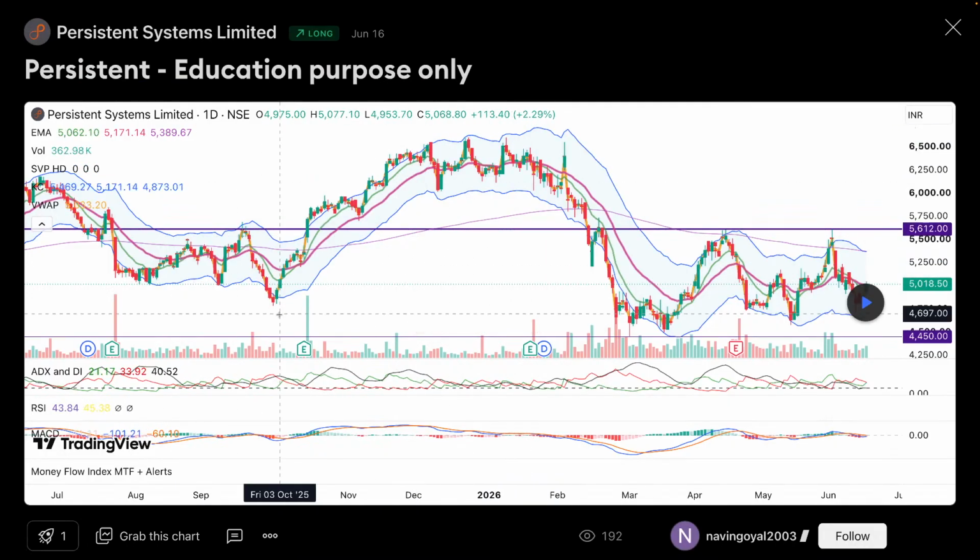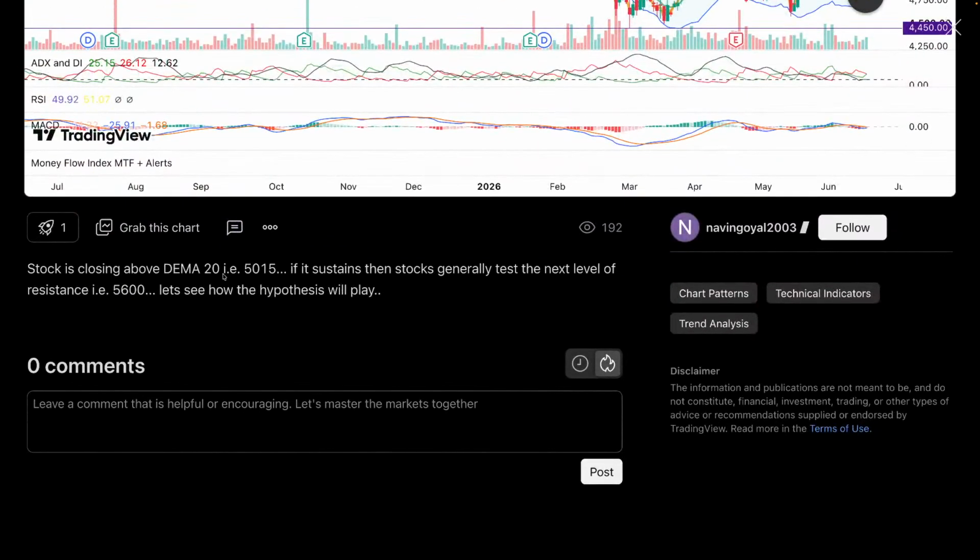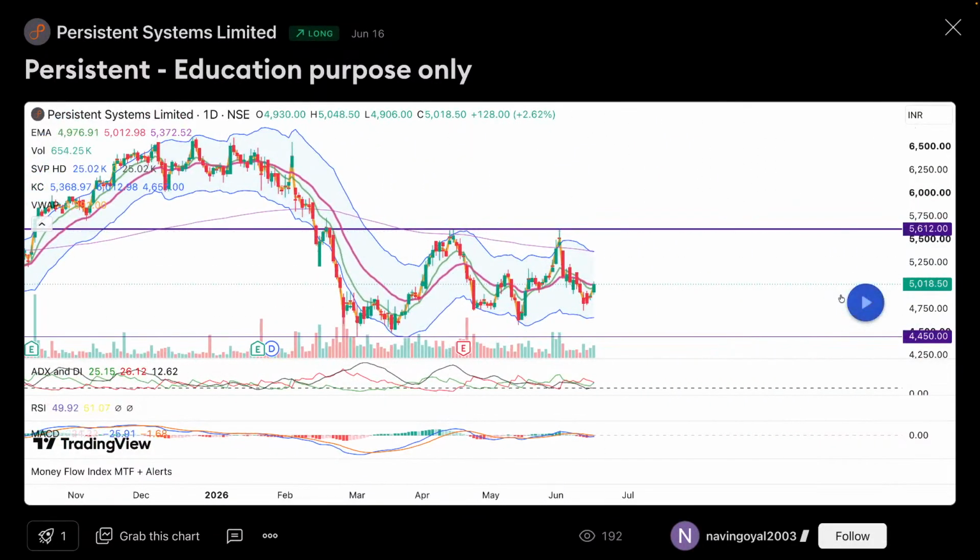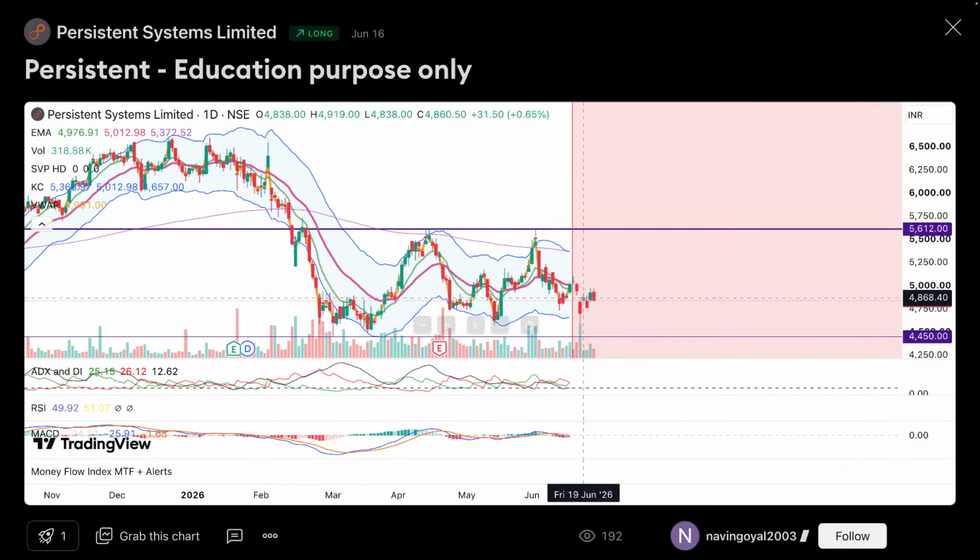Persistent, education purpose only. All right, that's okay. Stock is closing about 5015. Resistance, stock generally tests the next level of 5600. Let's see how the hypothesis will play. All right, how has it played? Let's see. No, it has gone nowhere. There was an IT big cap down. Then it went up. Still, this is a Bollinger band, I believe. Okay, what about VWAP? It's still below the VWAP.